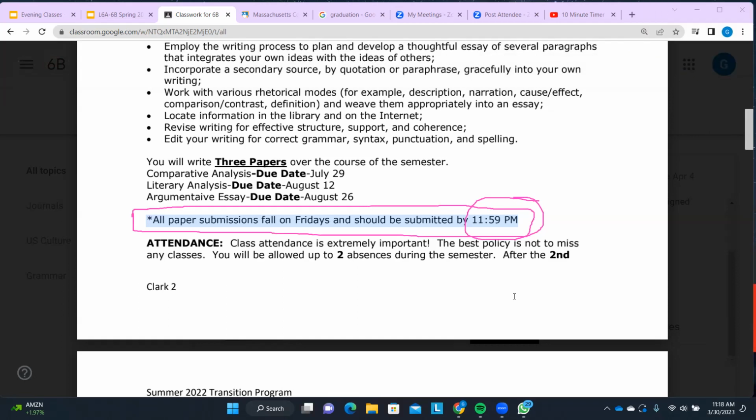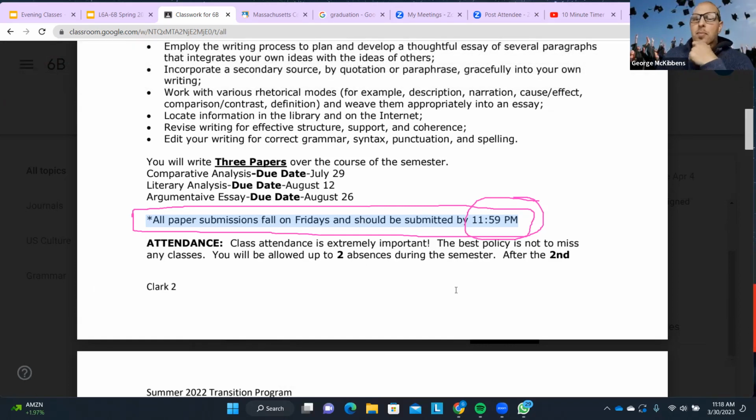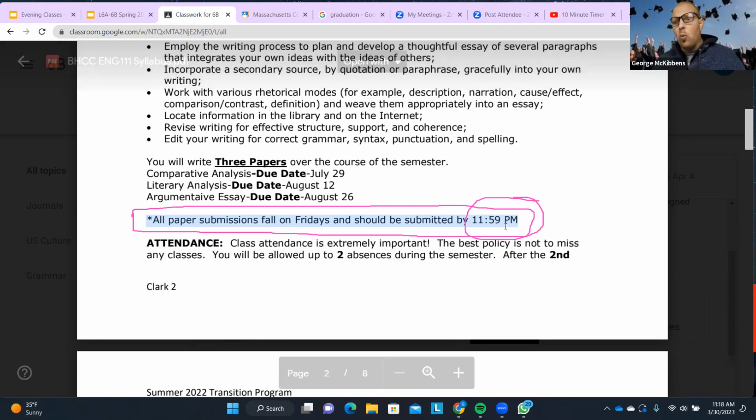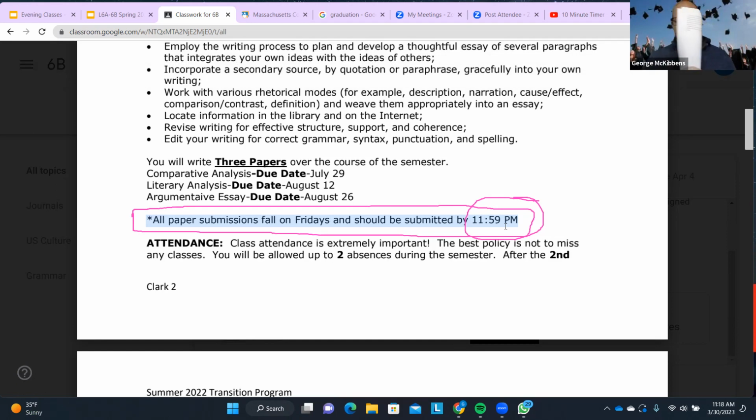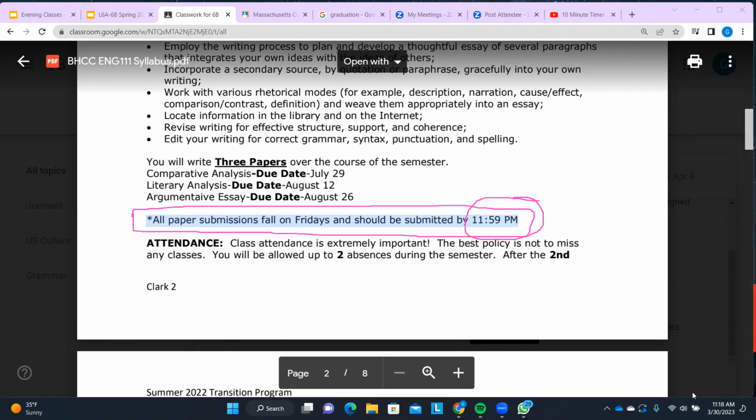Could you repeat the question, please? Sorry, teacher. All paper submissions fall on Fridays and should be submitted by 11:59 p.m. Does that mean your professor is in her office at 11:59 p.m. waiting for you to walk in and hand the paper to you? Yes or no?